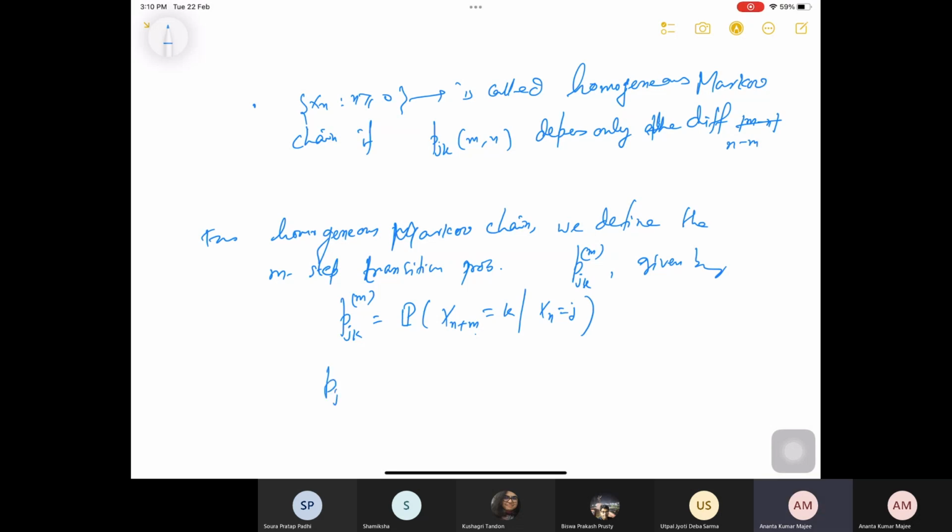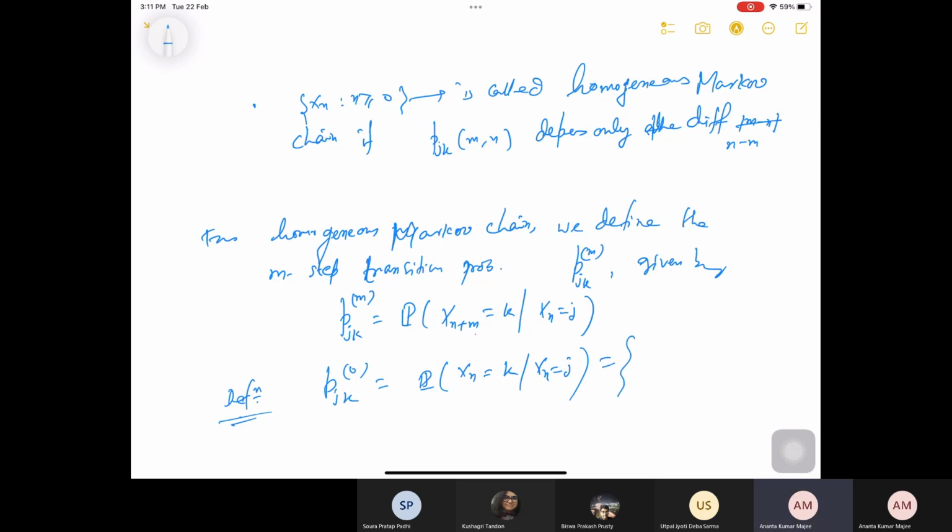So what will be that p_jk(0)? This is by definition. So what is p_jk(0)? This is the probability that X_n is equal to k given X_n is equal to j. It means you start with state j and we want to know the probability that X_n is equal to k. So that is basically the Dirac delta: 1 if j is equal to k, and for j not equal to k, that is 0. That is by definition, trivially. So p_jk(0) is the Dirac delta of jk.